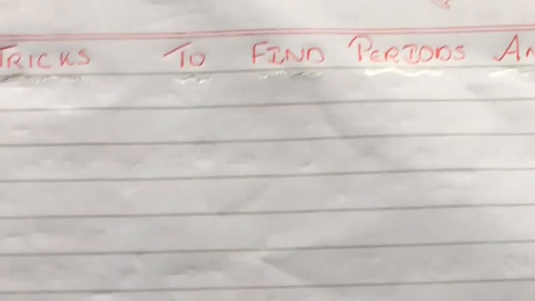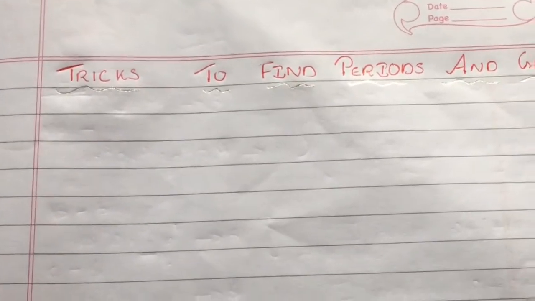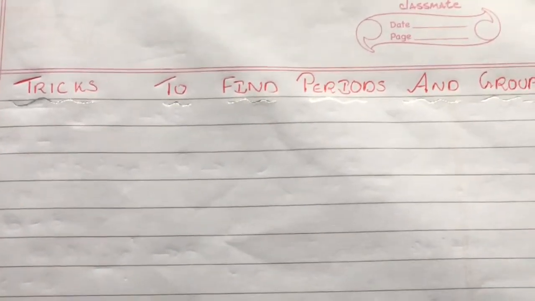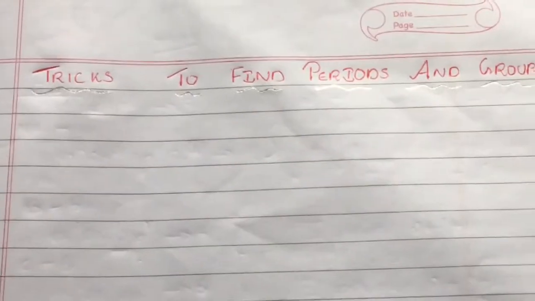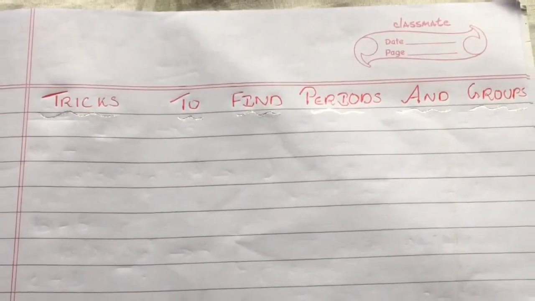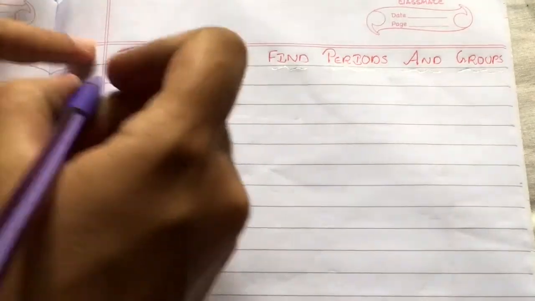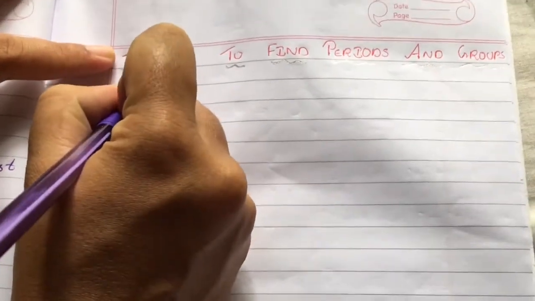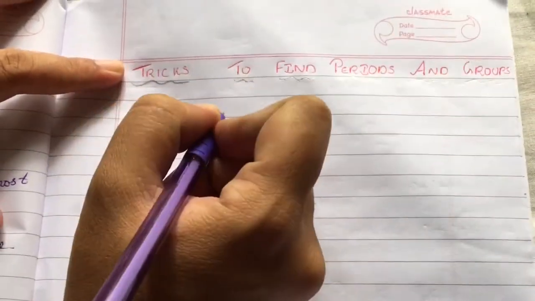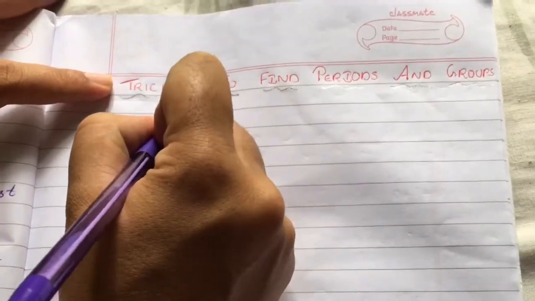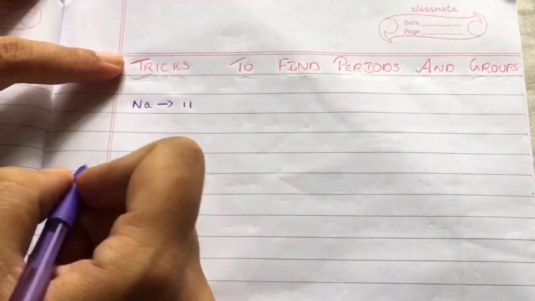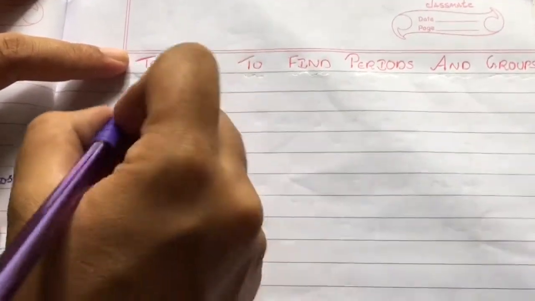In the previous classes I have taught you to write the electronic configuration of an element. I hope you are now very clear on writing the electronic configuration. Let us take one example: sodium. Students, what is the atomic number of sodium? The atomic number of sodium is 11. Now let us write the electronic configuration of sodium.